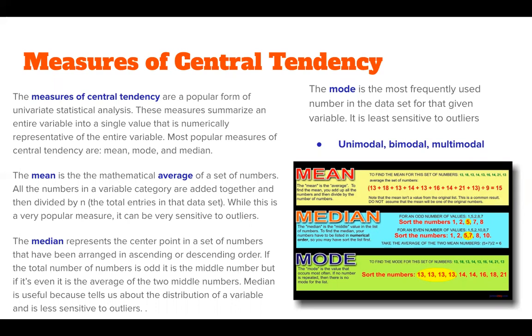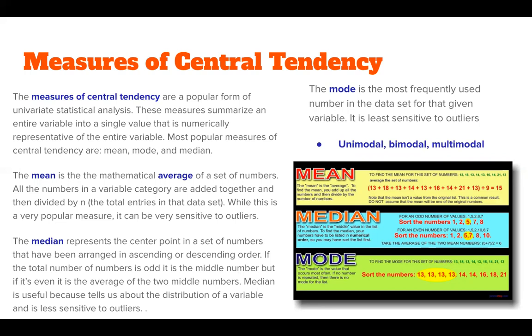Of the three, the most popular one, the one that you're most probably familiar with, is what we call the average, but what is actually referred to as the mean. The mean is the mathematical average of a set of numbers. You add all the numbers and then divide by the total entries in the data set, and this gives you the mean. You can see an example of what that looks like in the little picture.